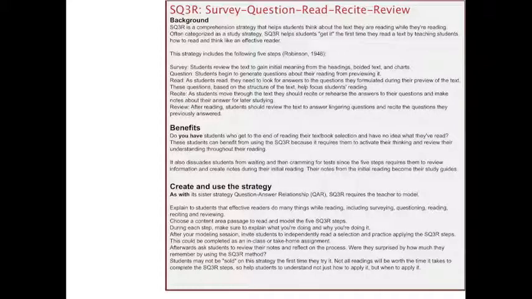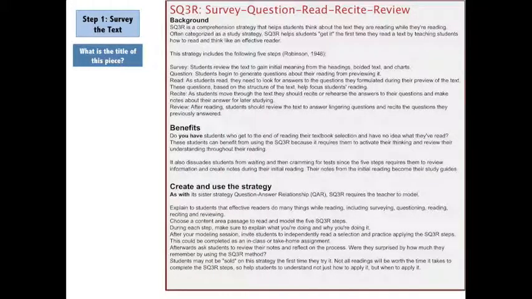I'm going to start off today using a website page from adlit.org. This page really talks about SQ3R, but we're just going to use it as a text, so that I can walk you through the SQ3R process. So step 1 is to survey the text. I want you to go through and identify what's the title of this piece.